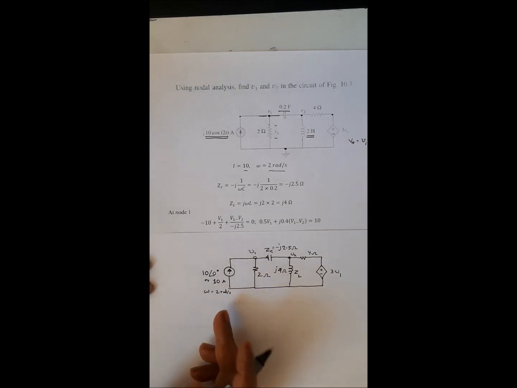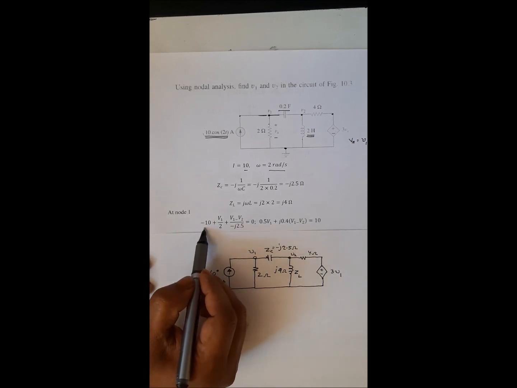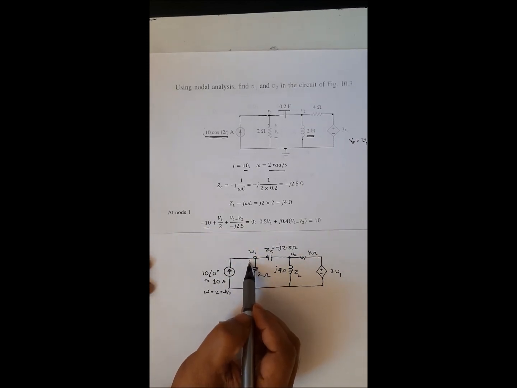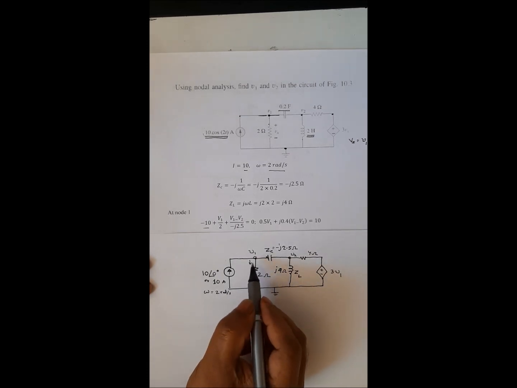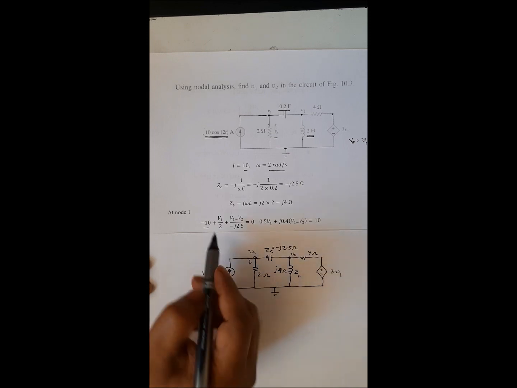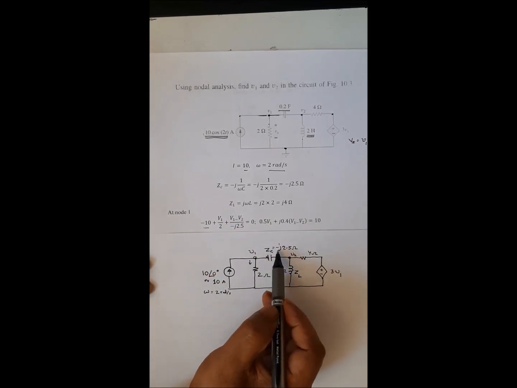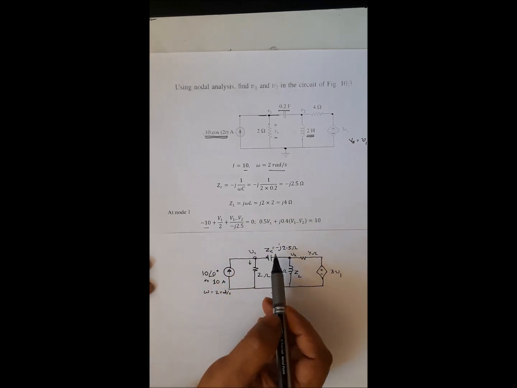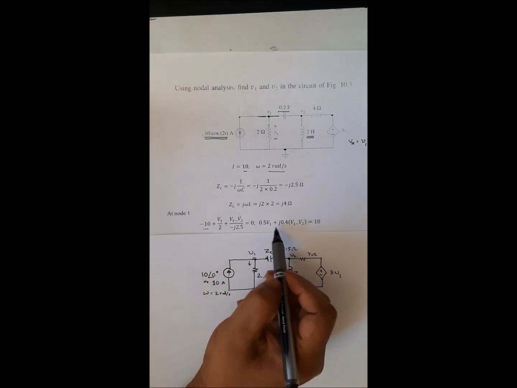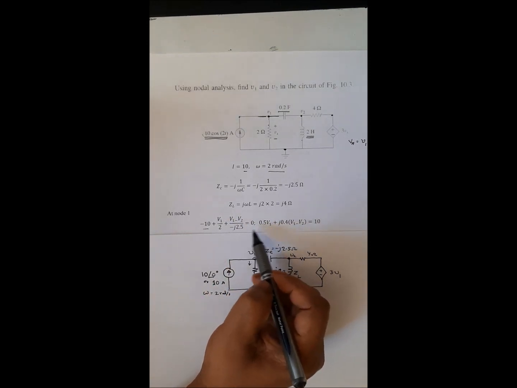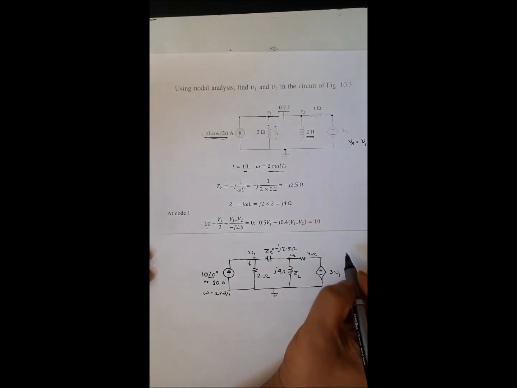In this frequency domain circuit, you see the incoming current is 10, so you write negative 10, and the outgoing current here will be V1 over 2, since this is my ground, V1 minus 0 over 2, then V1 minus V2 over negative j2.5, equal to 0. If I simplify this, you will get 0.5 V1. If you remove negative j from the bottom, that will be positive j.